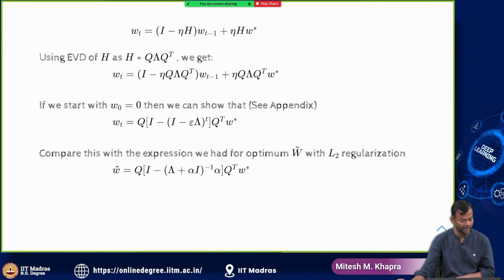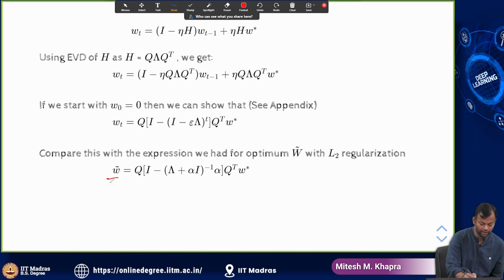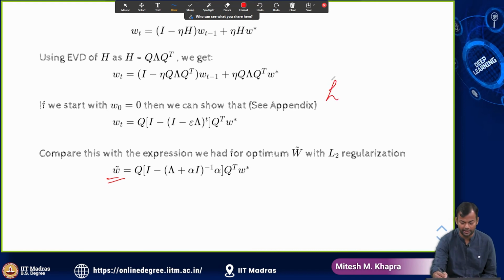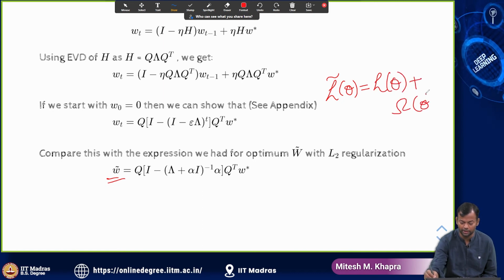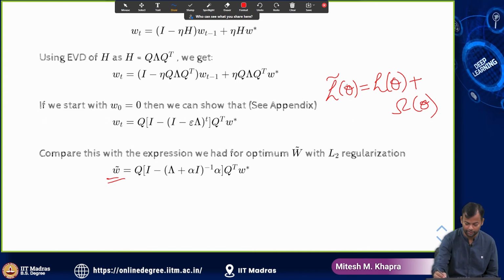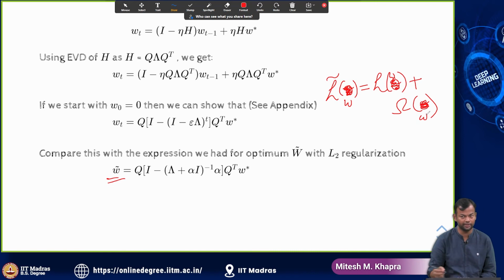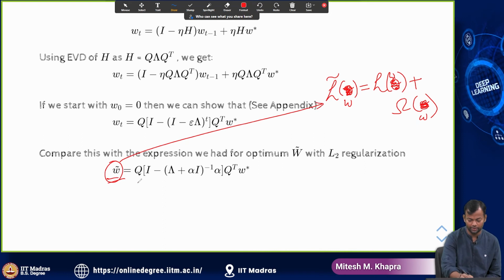So this is what the L2 regularization was, right? This is the formula that we had derived in the case of L2 regularization. And what was the formula for? The formula was for the optimal solution for the regularized loss, which was L tilde theta, which was L theta plus omega theta, right? Sorry, this should have been W. Right, so theta and W I'm using interchangeably as the parameters. So the formula for the optimal value for this loss function was this, right?